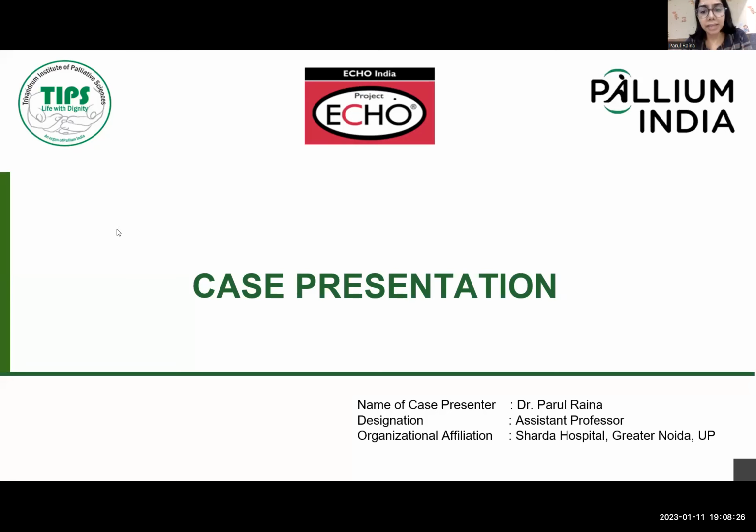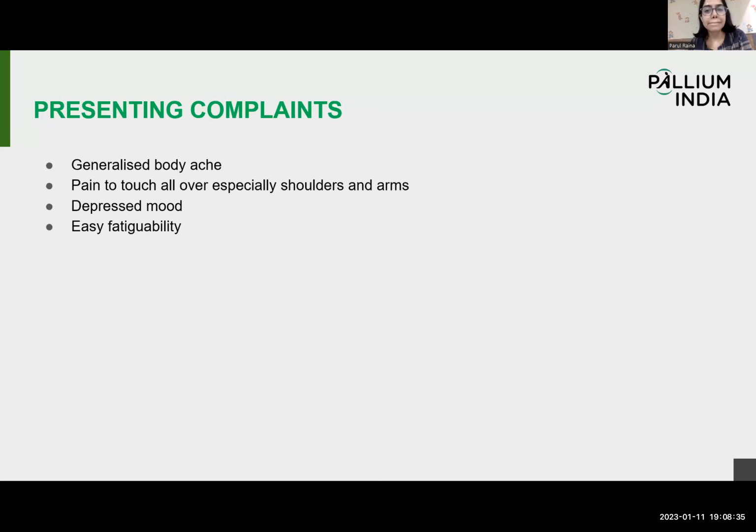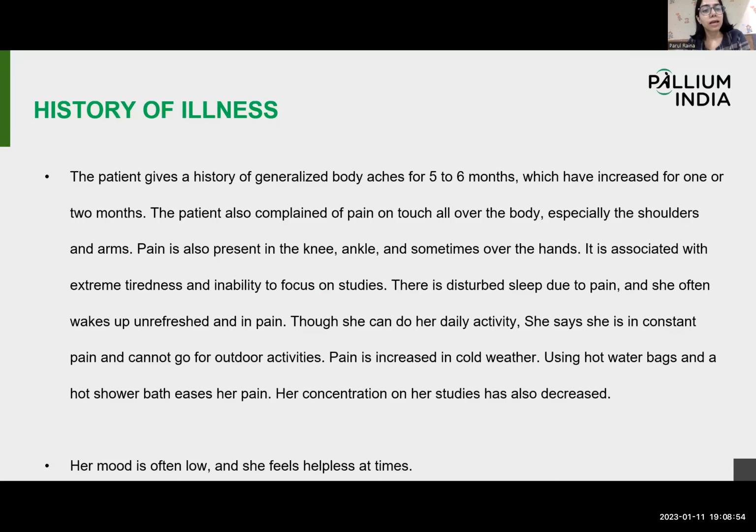Coming to the case, my patient is a 16-year-old female who is a diagnosed case of fibromyalgia. The presenting complaints of the patient were generalized body ache. The patient said that she even has pain to touch all over the body, especially the shoulders and arms. She complains of depressed mood and easy fatigability. The patient is accompanied by the mother. The history is given by the patient herself.